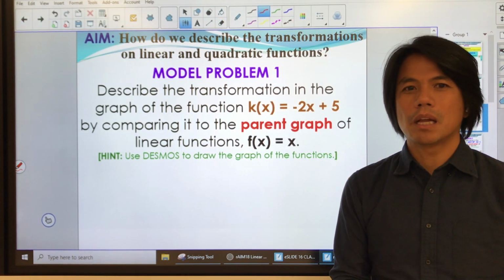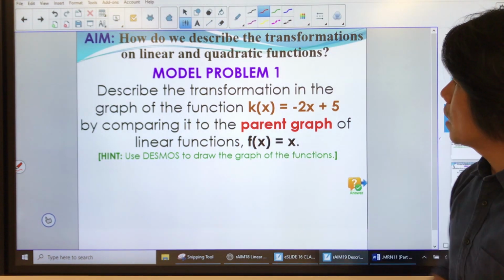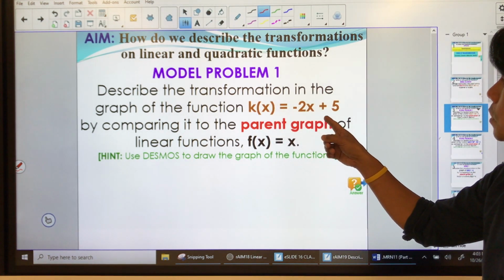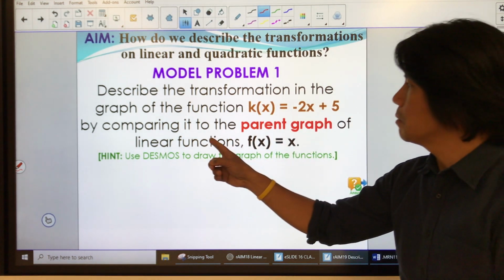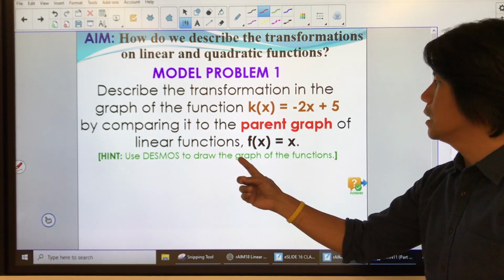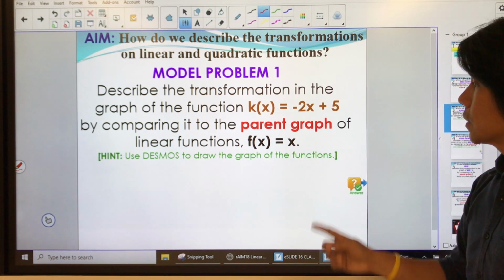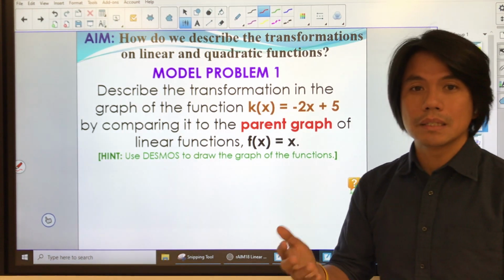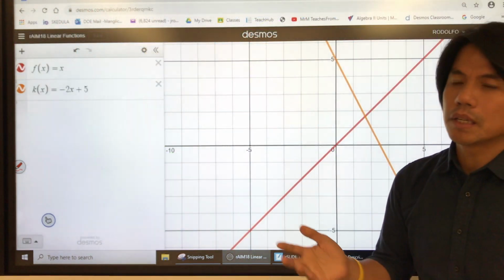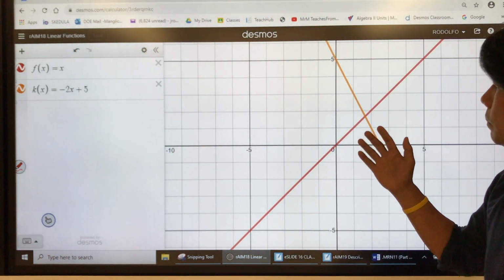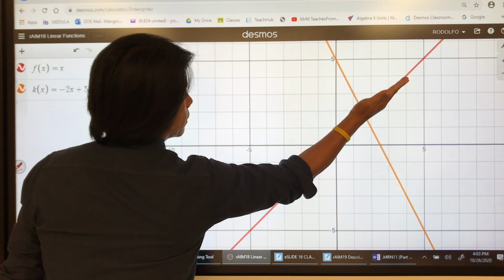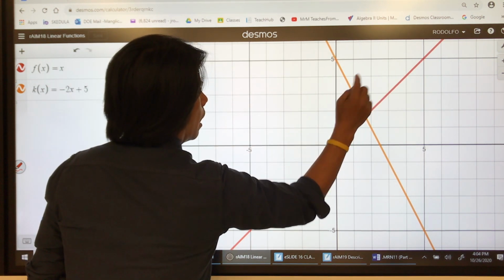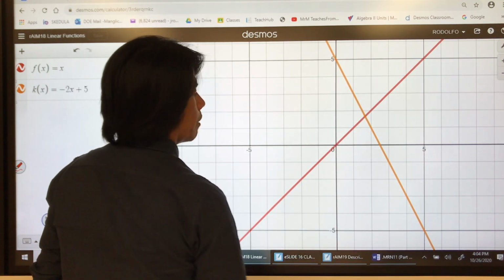Now let's have the first model problem. It says, describe the transformations in the graph of the function k of x is equal to negative 2x plus 5 by comparing it to the parent graph of linear functions f of x is equal to x. Again, we're going to use the DESMOS to draw the function which we did in the intro activity. Now let's take a look again on the graph. So if this is the parent graph or parent line, what is the transformation that happened on the orange graph?